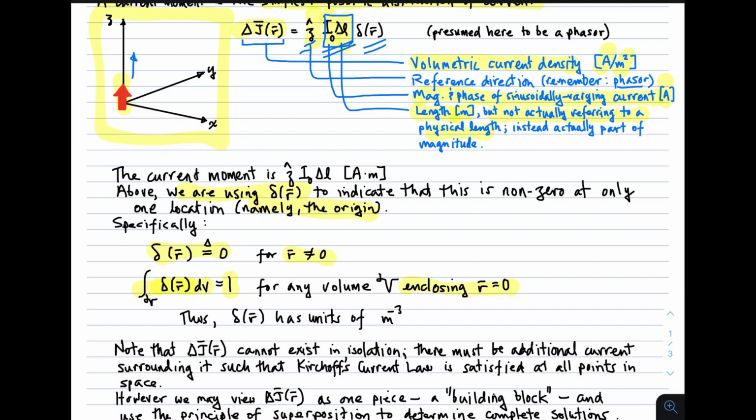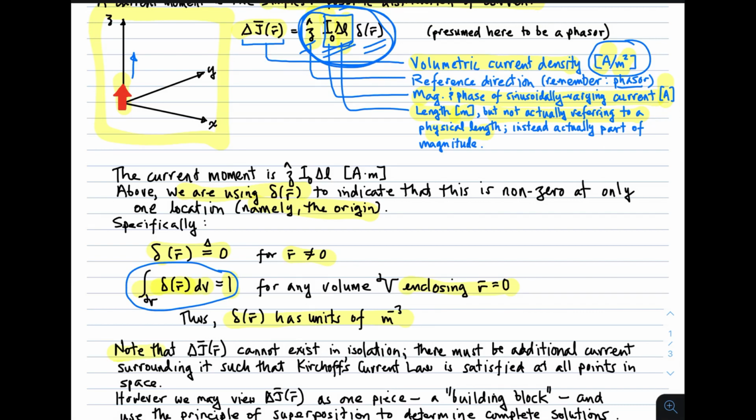and this is a pretty useful technique. So you can see from this definition that the delta function has to have units of inverse volume, because when we go back up to this definition for the current moment up here, we see that we need units of inverse volume in order for the result to have units of volumetric current density, amps per meter squared. And that's, by the way, why we're integrating over a volume. So there are the basics of the definition of this current moment.